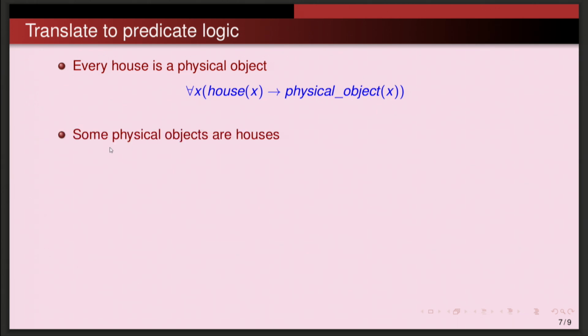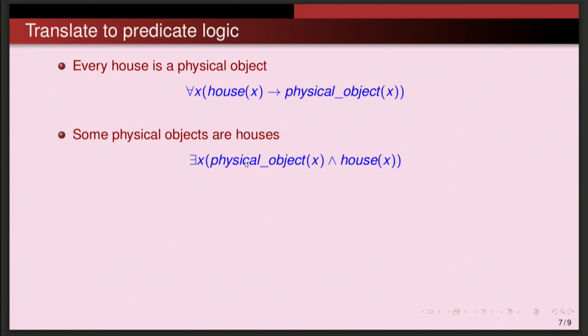The second one, some physical objects are houses. Remember, whenever we have some, we have to associate it only with an and symbol. So, the translation to that will be: there is a physical object x, so there exists some x and that x is a house.